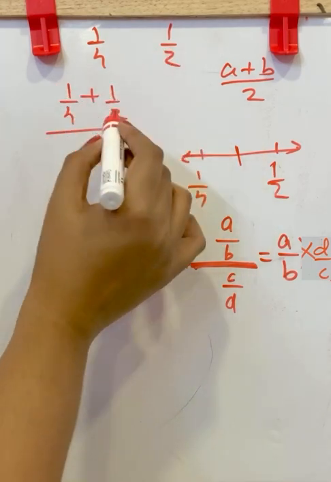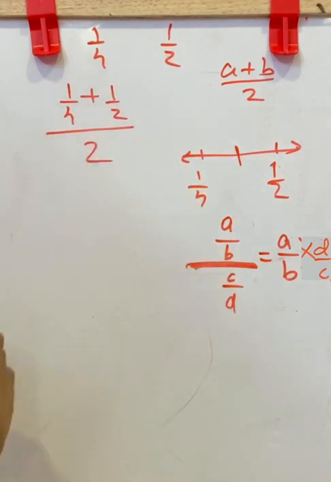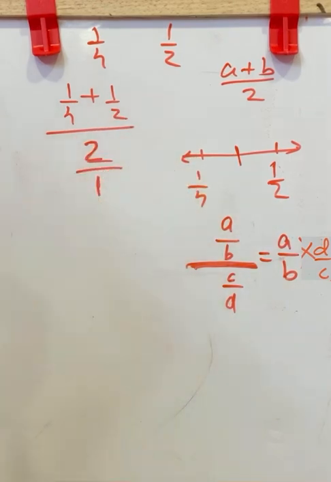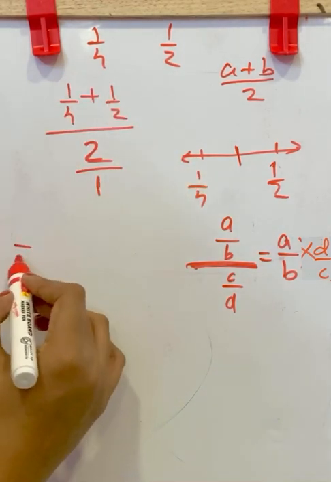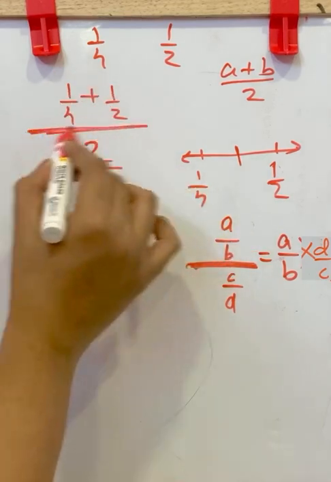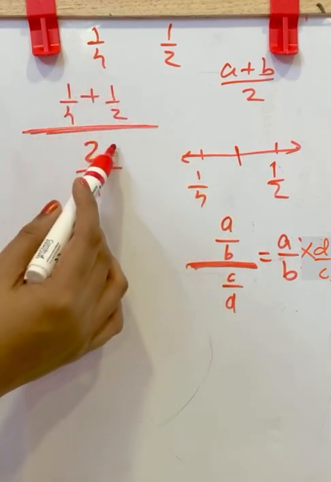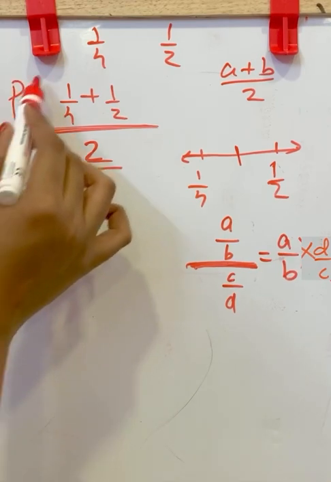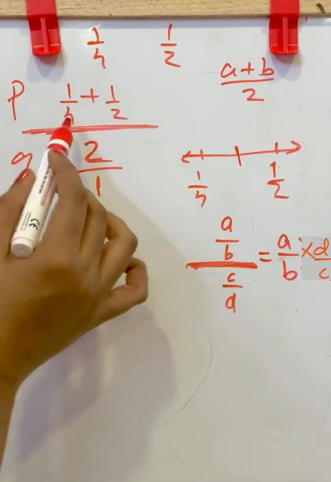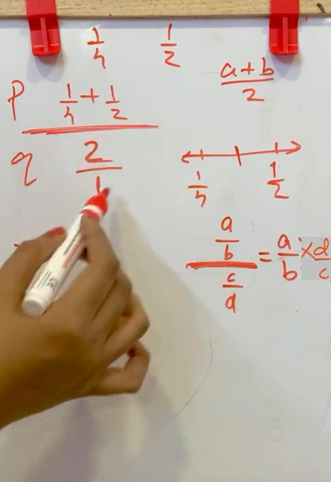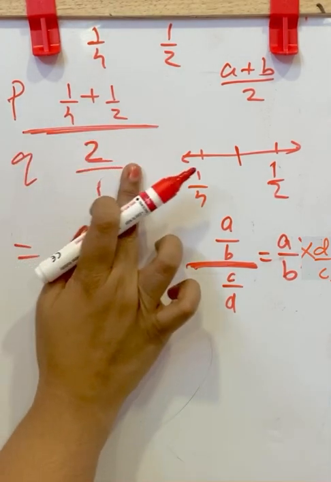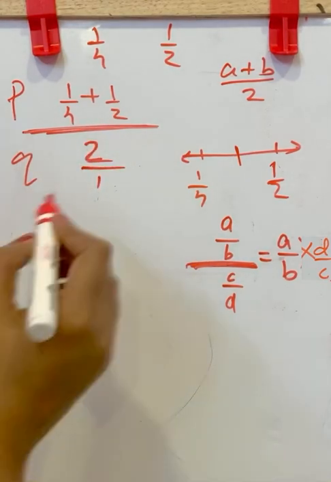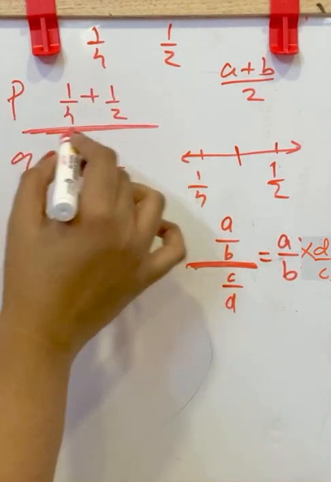1 by 4 plus 1 by 2, divided by 2. Now here, simply 2 means 2 by 1. Let it be there. This is division, this is the numerator part and this is the denominator part. Let us name this P and this Q. In P you have a fraction, and Q also is a fraction. Actually the Q was 2, and 2 means 2 by 1.